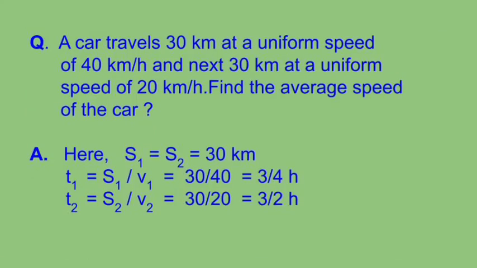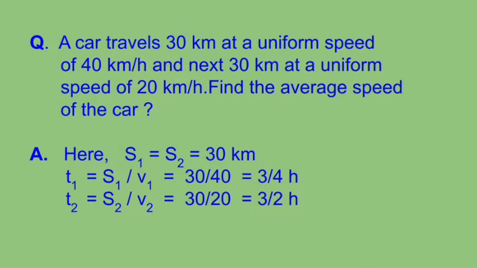The question is, a car travels 30 km at a uniform speed of 40 km per hour and the next 30 km at a uniform speed of 20 km per hour. Find the average speed of the car.